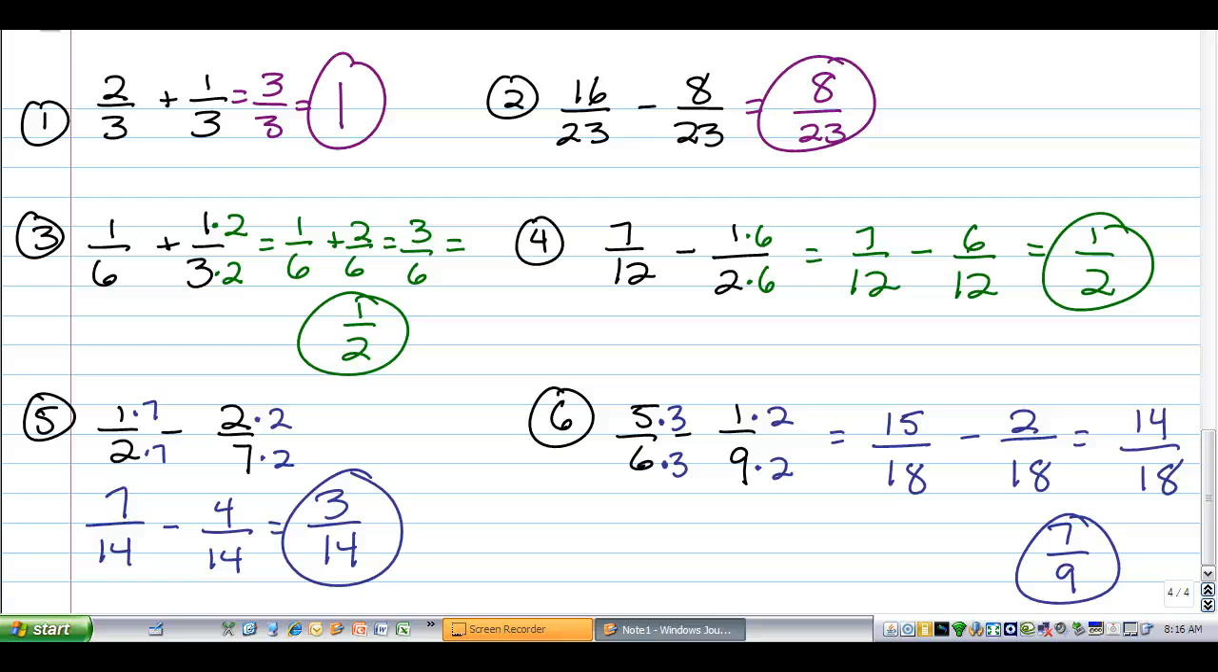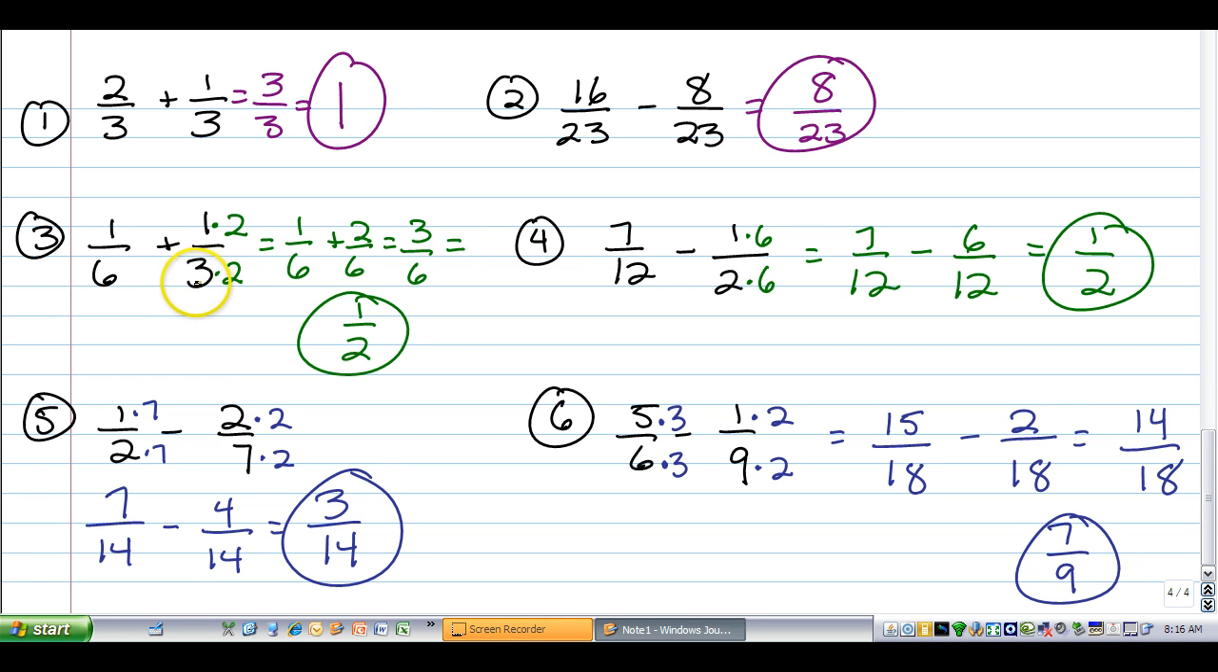Okay, let's take a look at these answers. Did you get 1? A whole number, because 3 over 3 is 1. Number 2. These were the easy peasy, so you just had to subtract the numerator and you should have got 8 23rds. All right, 3 and 4 were the half easies.